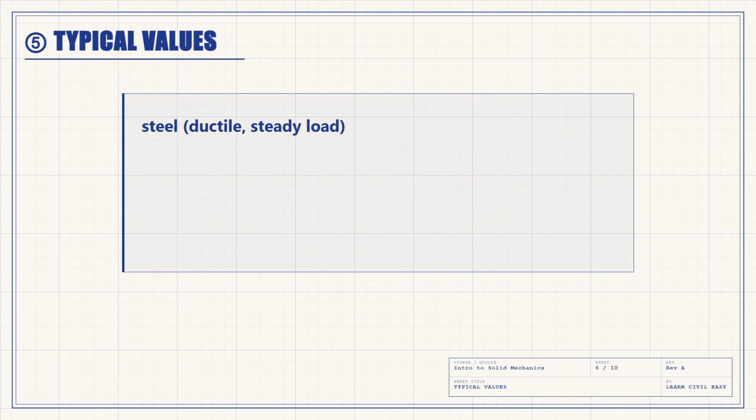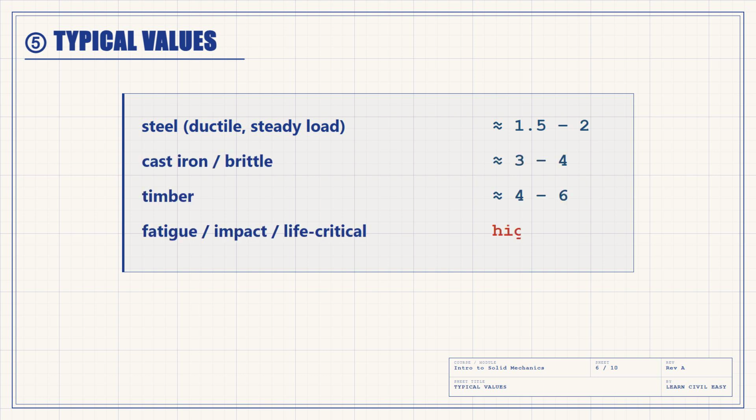How big is the factor of safety in practice? For steel, under steady loads, it is about 1.5 to 2. For brittle materials like cast iron, more like 3 to 4. Timber and concrete, higher still. And for fatigue, impact, or anything where life is at stake, higher again. The riskier and the less certain, the bigger the number.